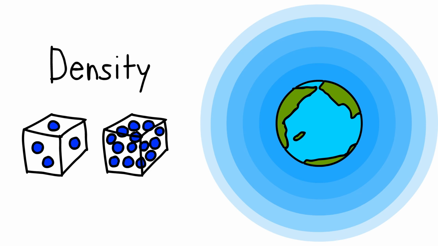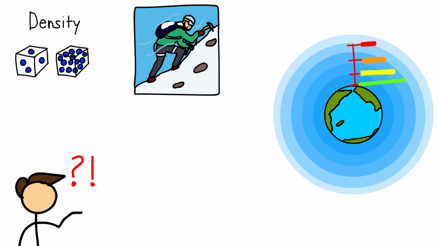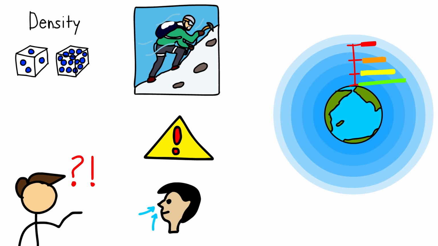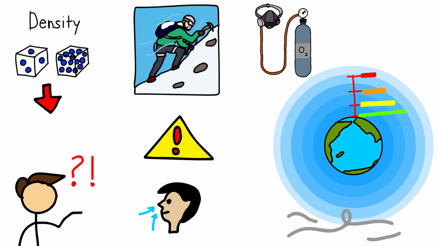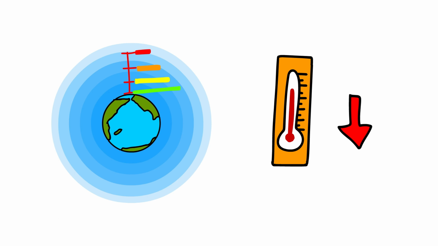The density of the atmosphere varies with height. It is maximum at sea level and decreases rapidly as we go up. The climbers experience problems in breathing due to this decrease in the density of air. They have to carry with them oxygen cylinders to be able to breathe at high altitudes. The temperature also decreases as we go upwards.